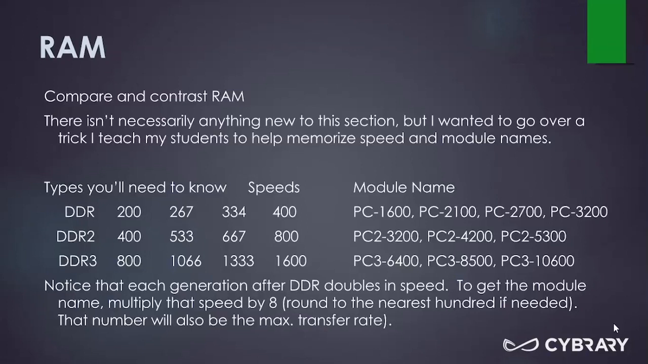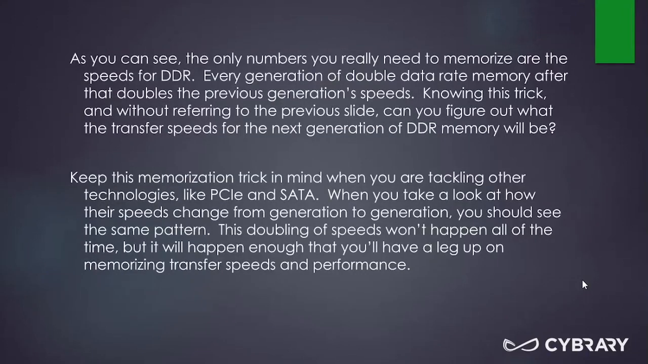The PC prefix has a number following it that follows the generation of DDR that we're talking about. So DDR2, the module name will be prefixed with PC2. DDR3 will be prefixed with PC3. And then you just multiply by 8 and do the rounding thing, and you'll get the numbers. So the only numbers you really need to memorize are those speeds for the DDR. That's it. I tell my students, when they give you your laminated piece of paper, before you take your CompTIA test, before you take any test, you write down 200, 267, 334, and 400. And then from that, if they ask you questions on that topic, you can just double everything from there.